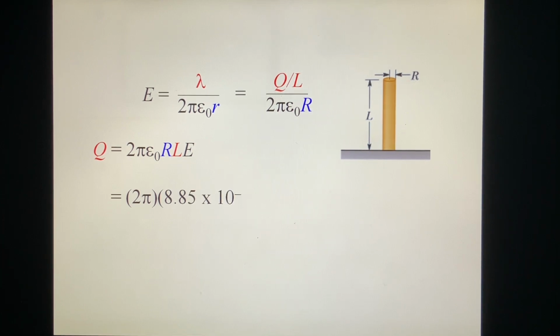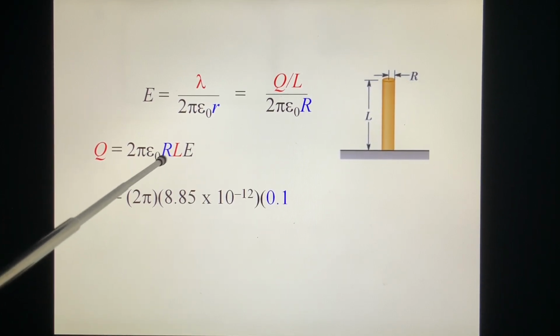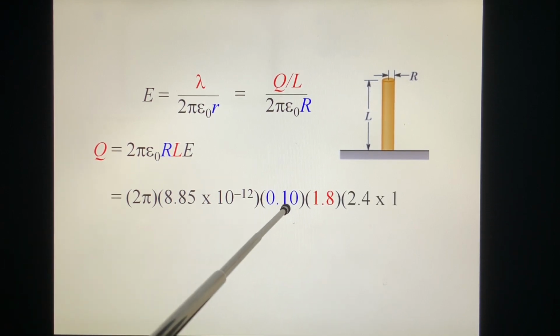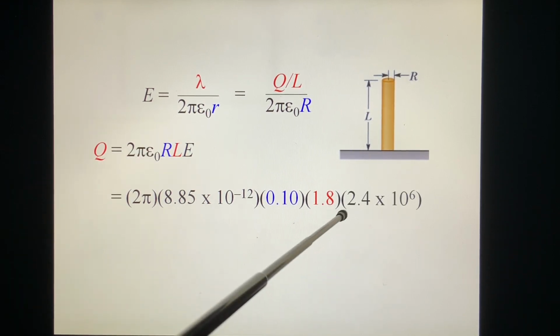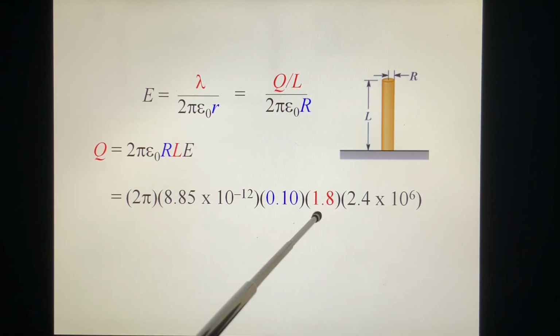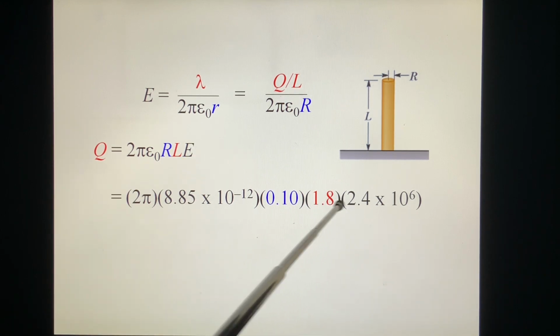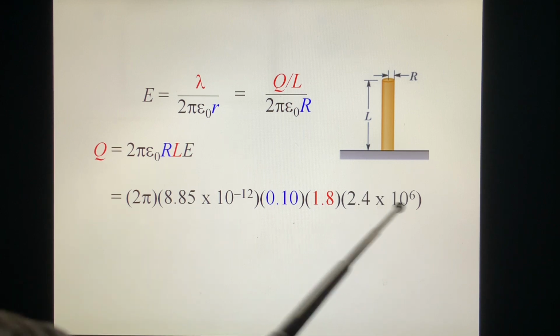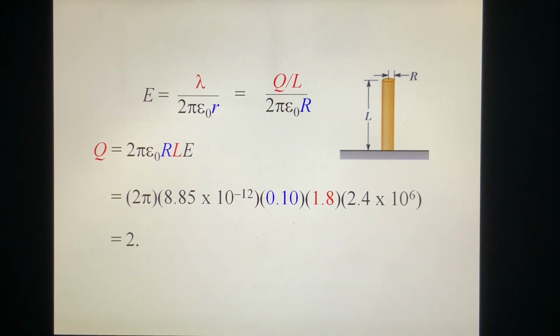R is 0.10 meters. L is 1.8 meters. And E is 2.4 times 10 to the 6. We get the answer. It doesn't look like too much, only 24 microcoulombs, but it's very dangerous.